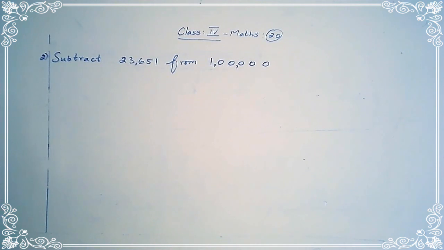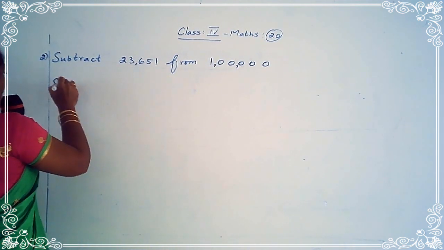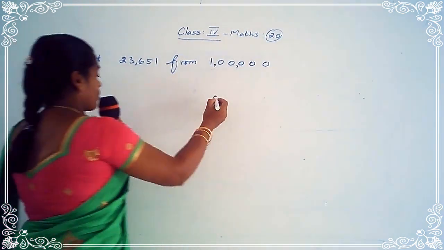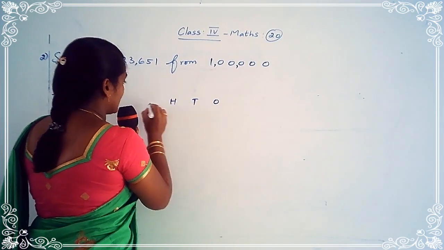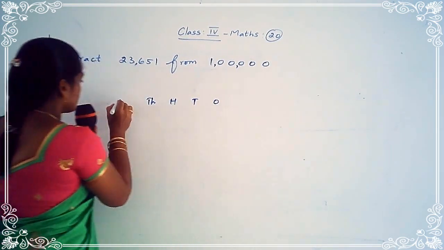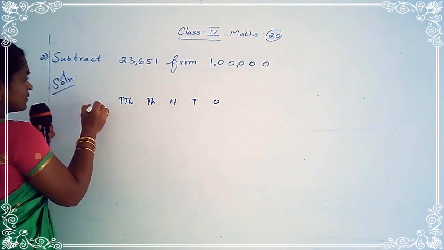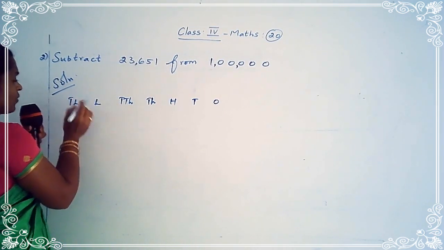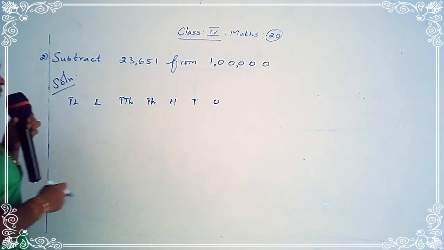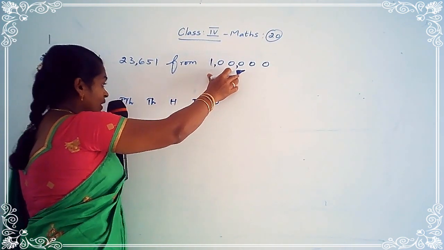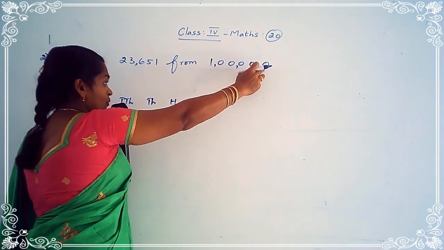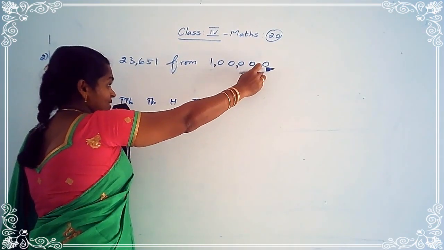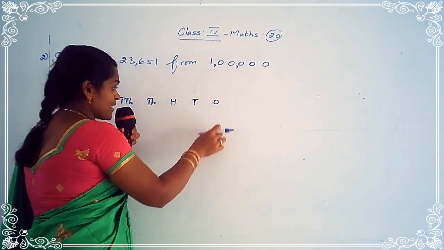Okay, so you write the number 1 lakh at first. Then, before that, you write the place value chart. The place value chart starts from ones: ones, tens, hundreds, thousands, 10,000, lakhs, 10 lakh. Now write the first number, 1 lakh. Here 1 lakh has 0 in the ones place, so in the ones place you write 0.